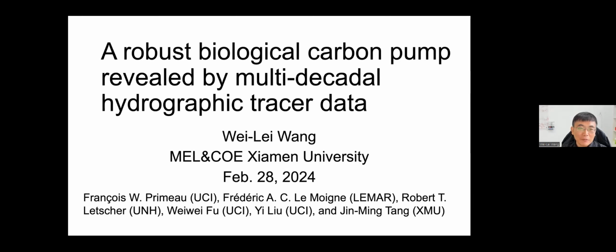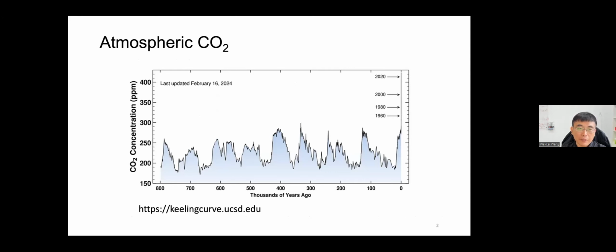So today my topic is using multiple hydrographic tracers to constrain the biological carbon pump, which is a recent study just published last December in Nature. Before I get started, I would like to acknowledge my co-authors: Francois Primo, Yi Liu, and Wei Fu from UC Irvine, Fred from Le Mans, and Robert Lester from the University of New Hampshire, and Jiming Tang from Xiamen University here.